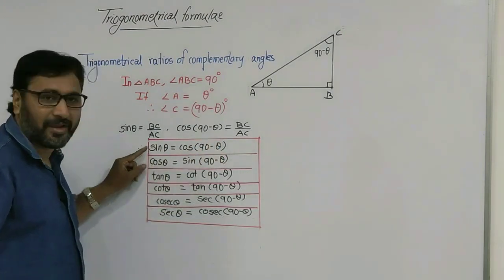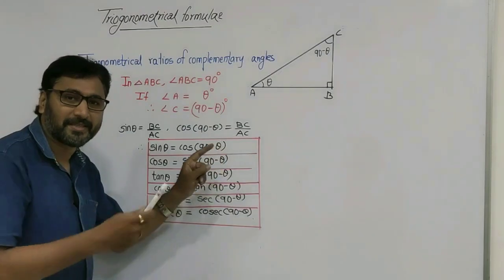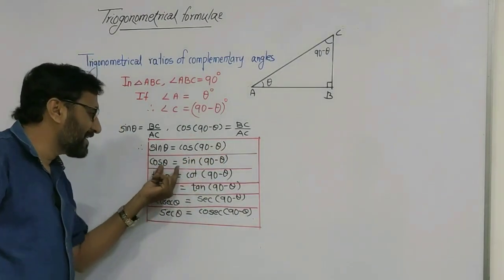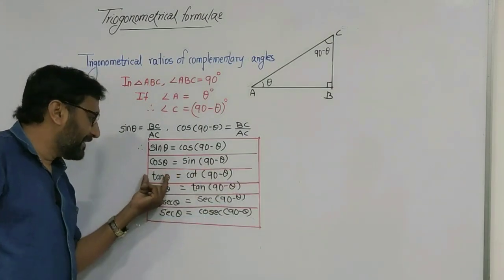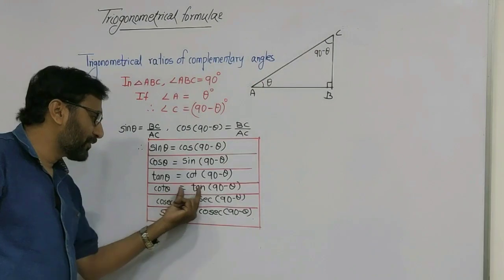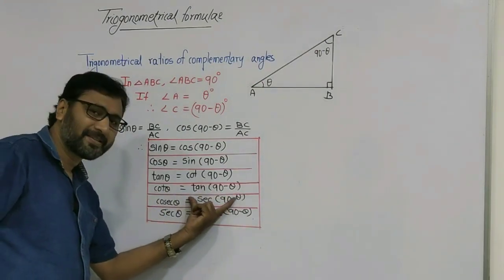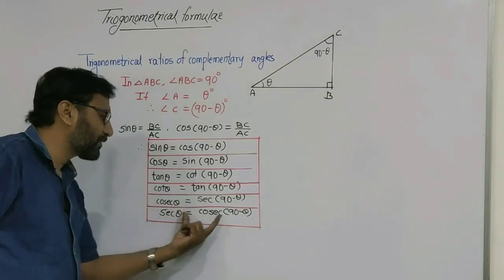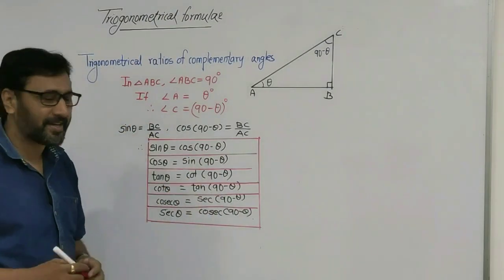So this is one of the very important formulas. Sin theta is equal to cos 90 minus theta. Similarly, you can prove cos theta is equal to sin 90 minus theta. Tan theta is equal to cot 90 minus theta. Cot theta is equal to tan 90 minus theta. Cosec theta is equal to sec 90 minus theta. And sec theta is equal to cosec 90 minus theta. Very simple, very easy to understand, students.